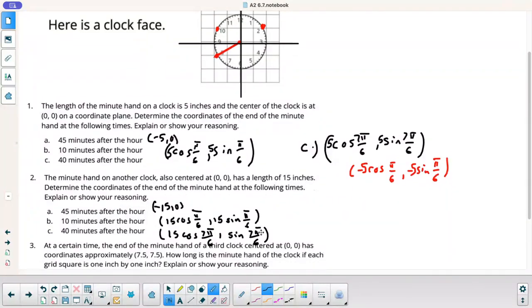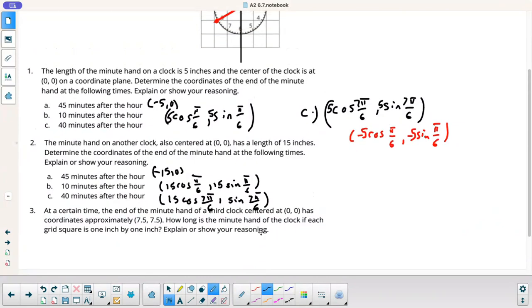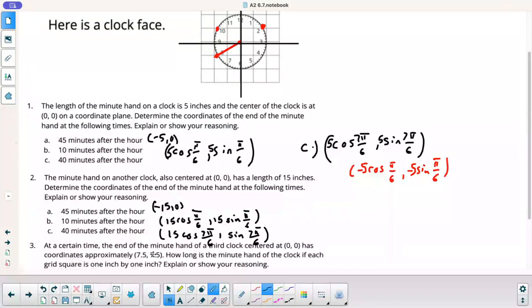Okay. Number 3. At a certain time, the end of the minute hand of a third clock is centered at 0, 0. It has the coordinates of approximately 7.5, comma 7.5. How long is the minute hand of the clock? If each grid square is 1 inch by 1 inch, explain or show your reasoning. So if they're equal, it would have to be right here, and they're both positive. So it'd have to be right here, kind of like at a 45-degree angle. So halfway between the 1 and the 2.